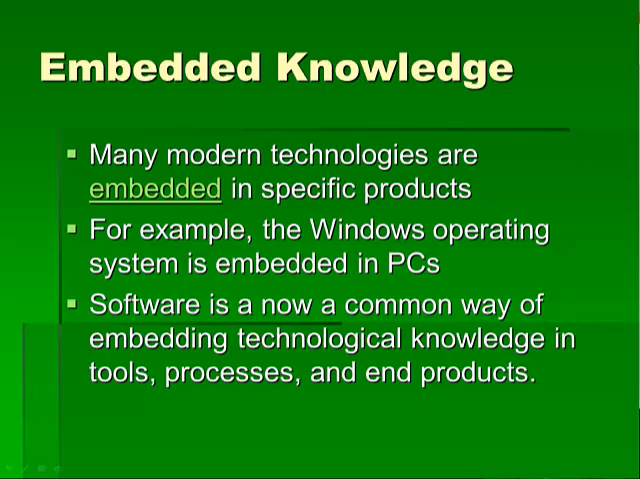Many modern technologies contain embedded knowledge. That is, the product, the object itself, uses various ways to store information which is useful to the user or customer. So, for example, operating systems in computers, such as the Windows operating system in PCs, or the operating system contained in Apple PCs, is a way of embedding knowledge into the product. Software is now a common way of embedding technological knowledge into tools, processes, and end products.